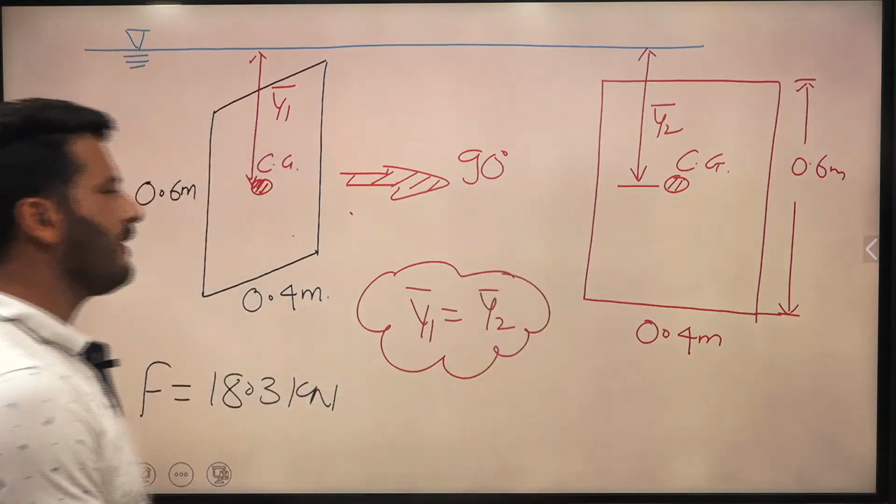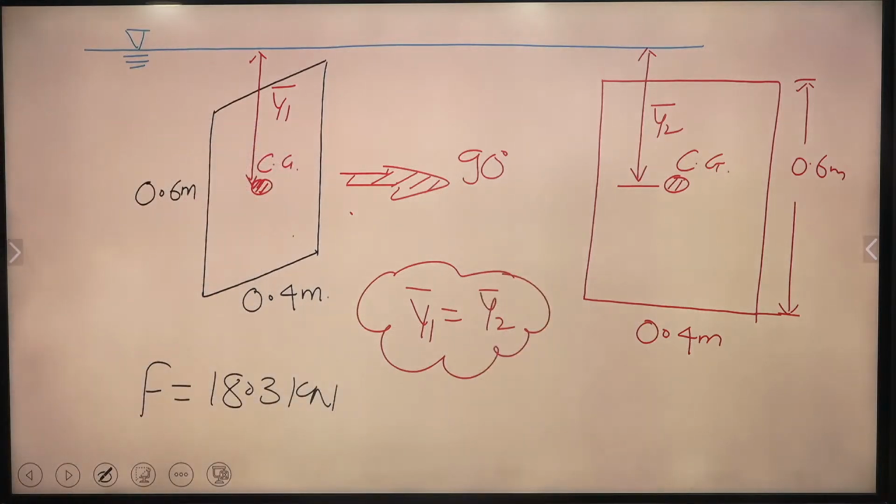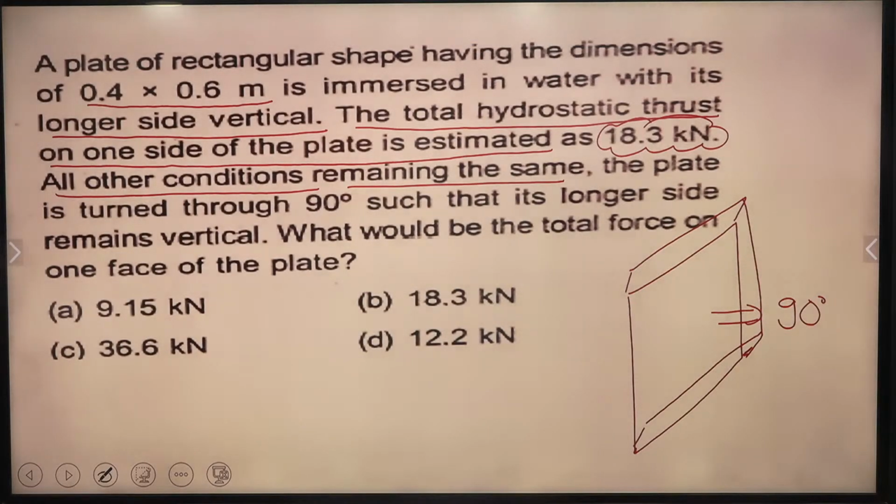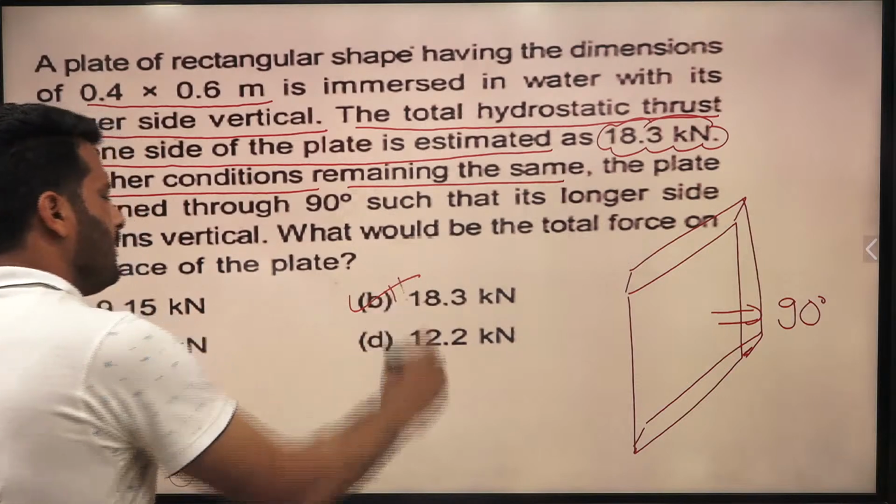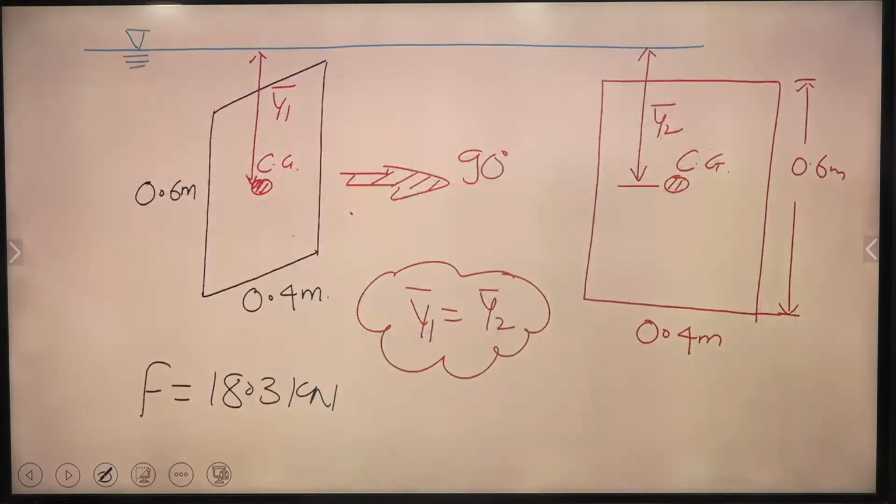If the center of gravity distance from the free surface is the same, definitely the hydrostatic force acting on the plate will be the same as per Pascal's law. Then the answer will be option B, 18.3 kilonewton.